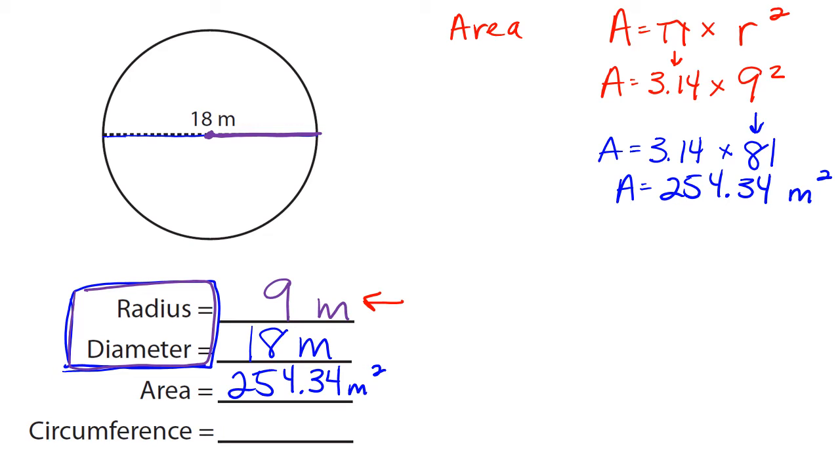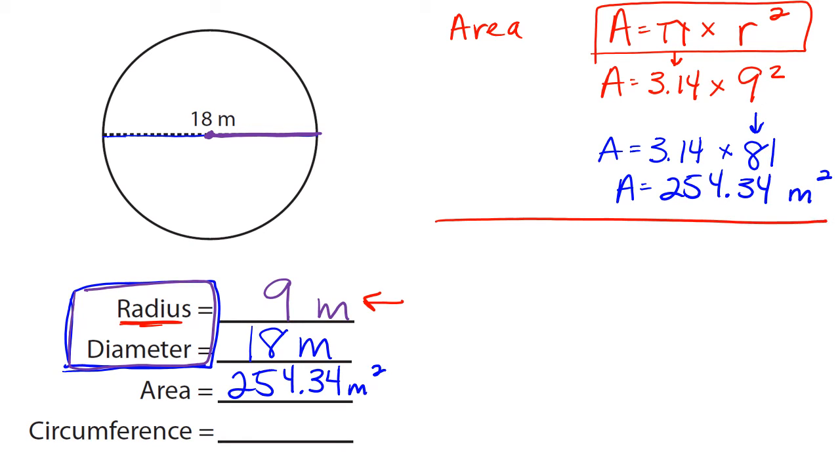So just to recap for the area, we always start with our equation. We replace pi, the symbol for pi is 3.14, times our radius. So we're going to use our radius here, 9 squared. We do our exponent first. 9 times 9 gives us 81. And then 81 times 3.14 gives us that area of 254.34 meters squared. So there is our area.